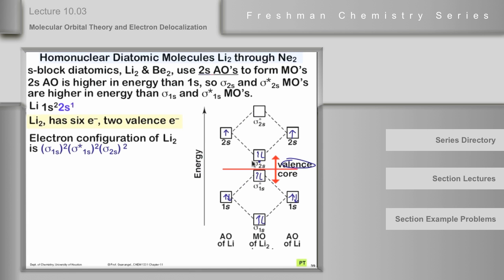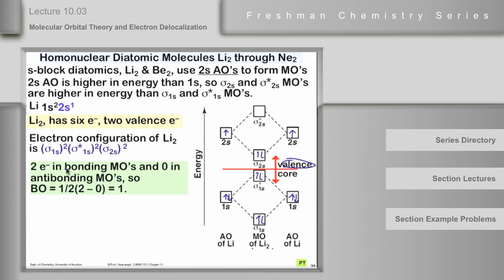Now let's think about this a minute. The electron configuration includes both the core and the valence, just like it does in an atom, right? We said lithium's electron configuration is 1s2, 2s1. We include both the core and the valence. We do the same thing for Li2. So if you get a question about what is the electron configuration for a diatomic molecule, include both the core and the valence.